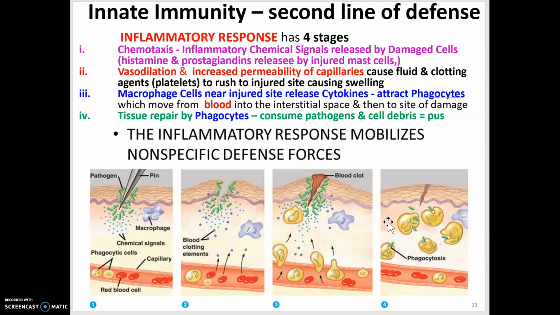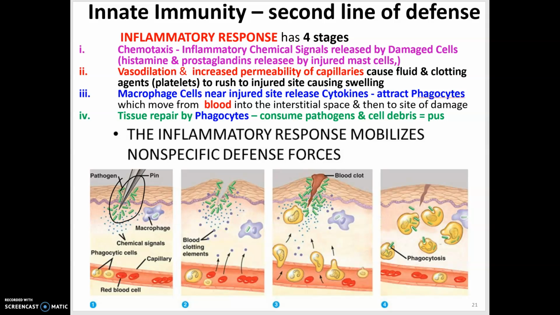Now, there's 4 different steps that go on in the inflammation response. So we've got 4 panels down here, 1, 2, 3, 4, and we'll just go through them real quick. The first thing that's going to happen is you're going to get damage. Okay, so in this case we've got a pin, and then we end up with bacteria that have crossed through our skin, through our barrier.